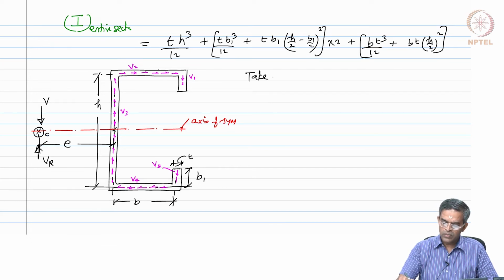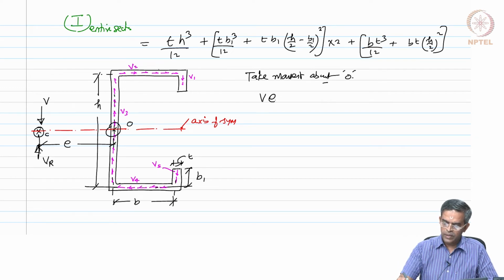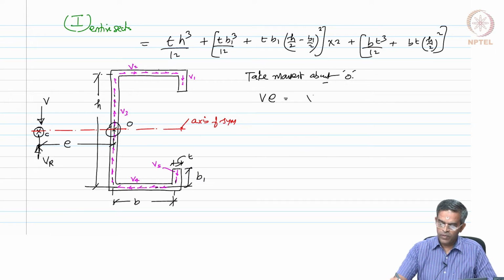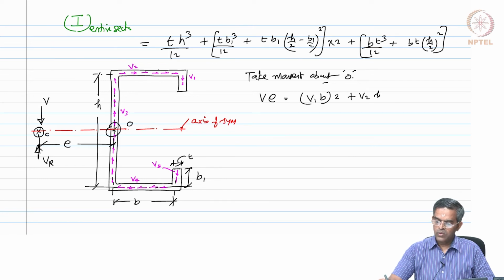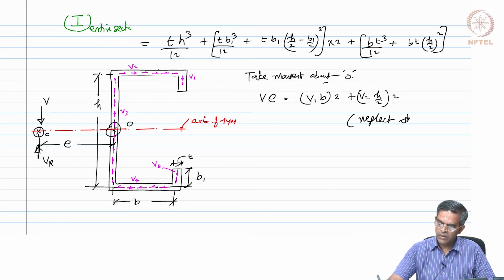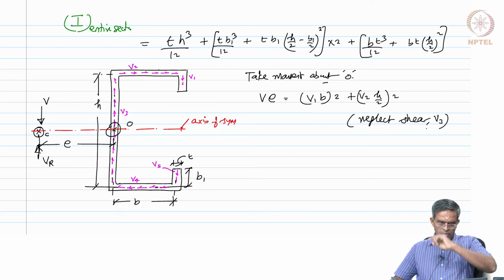Now, let us take moment about, we call this point O. So, V into e will be equal to V1 into B, two times of that, because V1 and V5 are same, plus V2 into h by 2, two times of that, because V2 and V4 are same. We neglect shear V3.